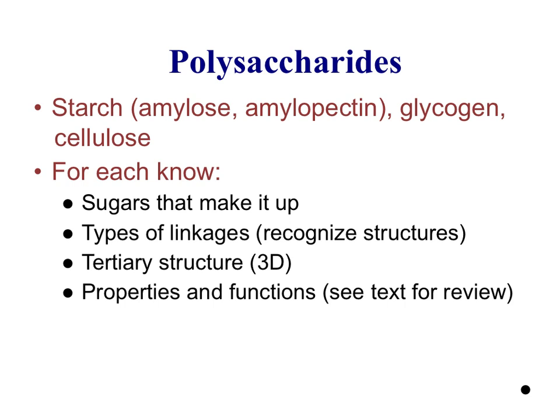There's actually technically 4 polysaccharides because starch has 2 different types, amylose and amylopectin, and then glycogen and cellulose. So for those 4, for each one you want to know the sugars that make it up, so like glucose and stuff like that, the types of linkages, make sure you could recognize it if I showed you a picture of the structure, tertiary structure, so like alpha helix, beta sheet, and properties and function.